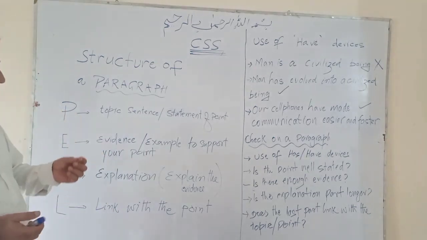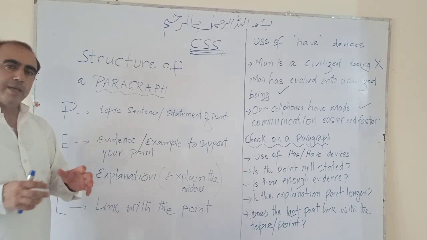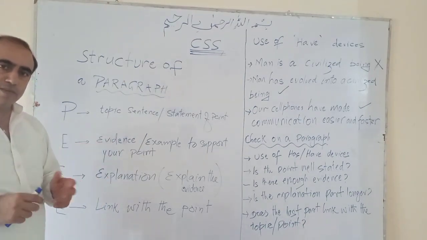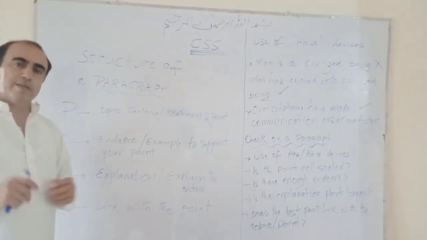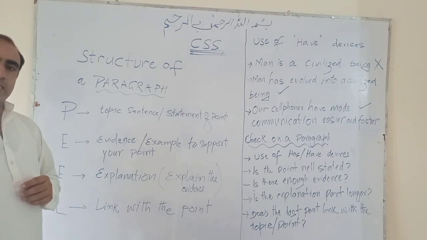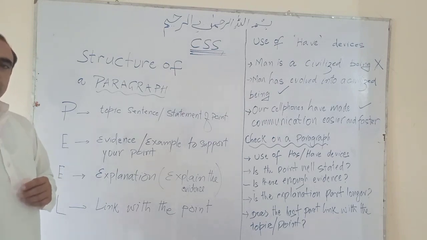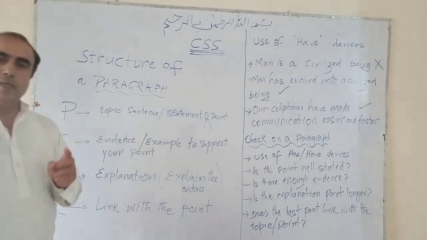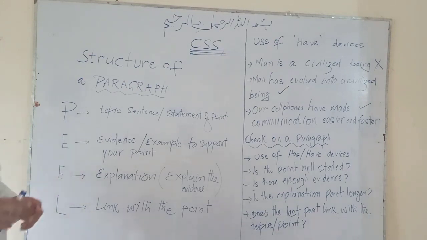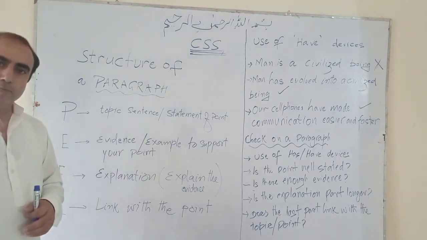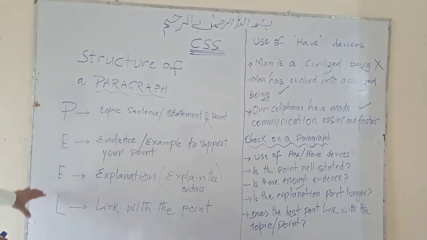So what are the basics that make a paragraph good, a paragraph effective? That we will be talking about today. And when I talk about the structure of a paragraph, that is very easy to remember for you, and that is the acronym PEEL. P-E-E-L. And in this PEEL, there are 4 letters: P, 2 letters for E, and 1 letter for L.